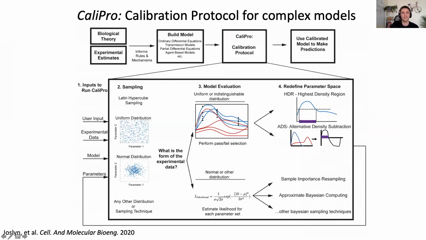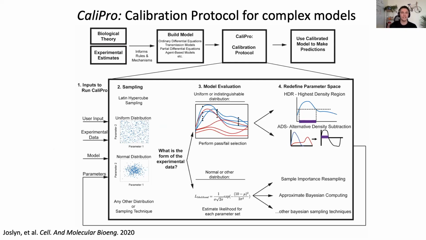So you've already built a model using the biological theory and experimental estimates, and you now want to calibrate that model before you can go on and do some of the really cool fancy things that you can do with math modeling. I'll go through each of these different steps that CaliPro goes through in greater detail, but just briefly, the user is going to provide some inputs to run CaliPro. And then CaliPro itself is going to sample through parameter space and create those different parameter combinations that will then be fed to the model.